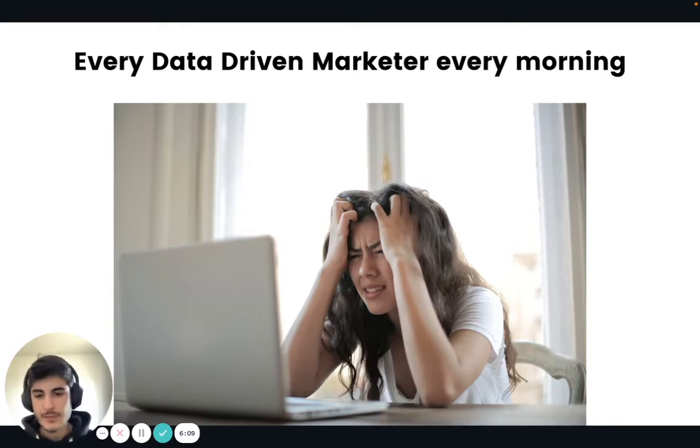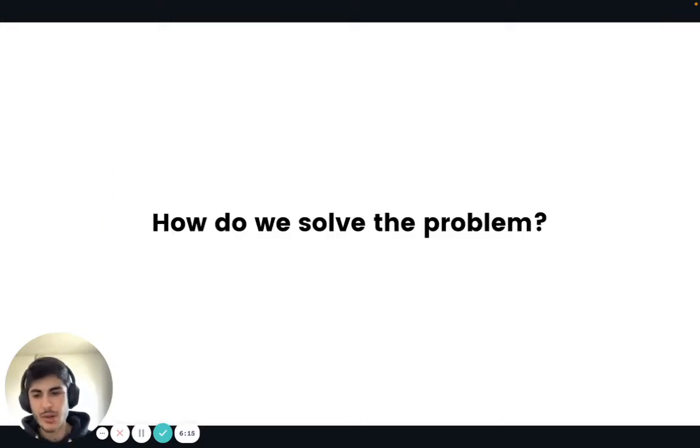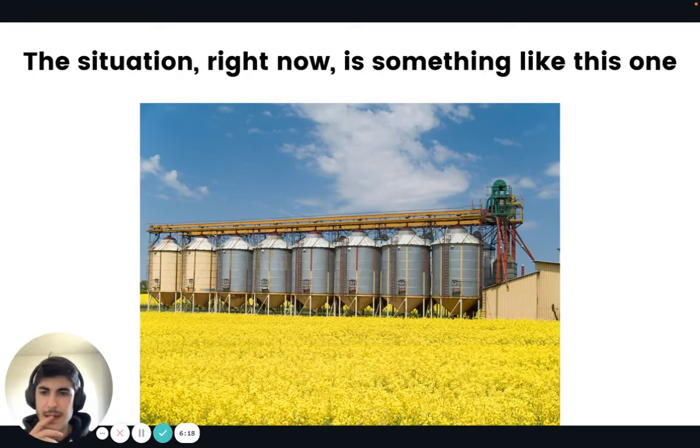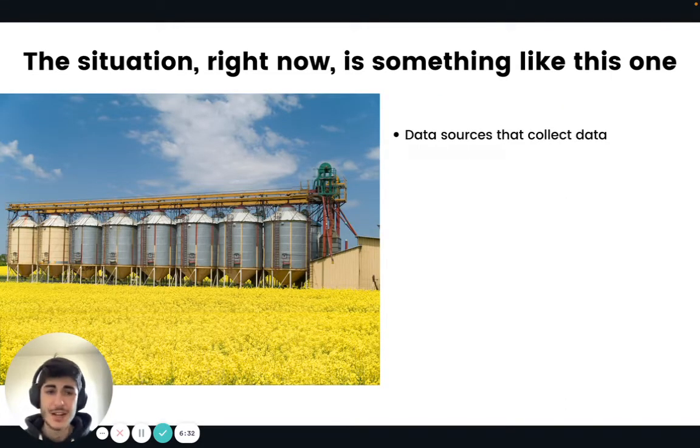So what's the solution to this problem? The solution is, firstly, understanding the situation. What we have right now is something like this image: a lot of silos, and every silo is a data source that collects data. There are some problems with each data silo. The silos do not communicate with each other. For example, Google Analytics does not communicate with how Facebook Ads tracks data.